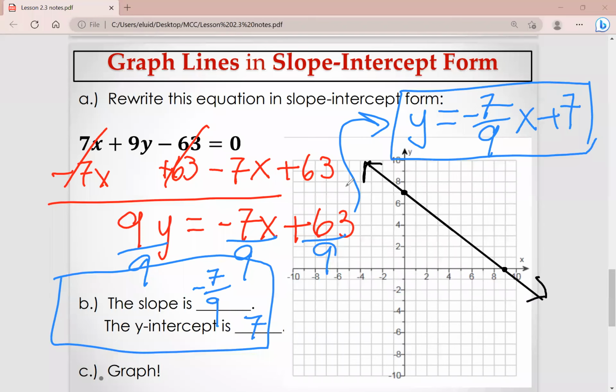Okay, so again, we solved for y. We got our equation into slope-intercept form, y equals mx plus b. We started at the y-intercept of 7, and then we used our slope to count rise over run. Because it was negative, we counted down. If it was positive, we would have counted up. So we counted down 7 over 9 to make our next point. Okay, very good.